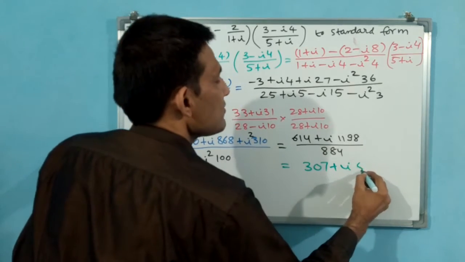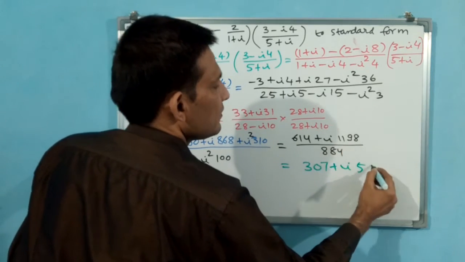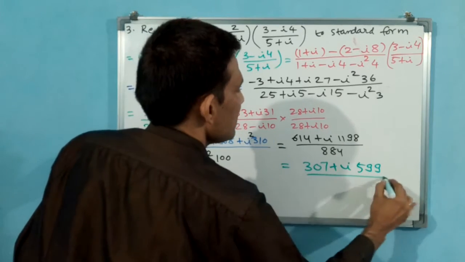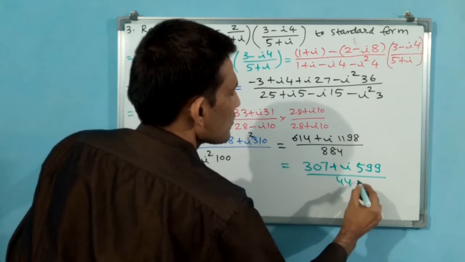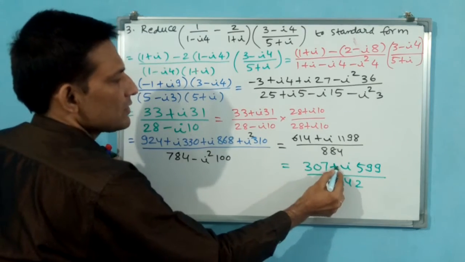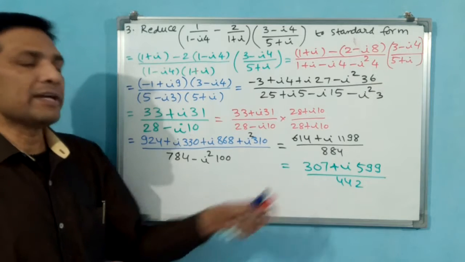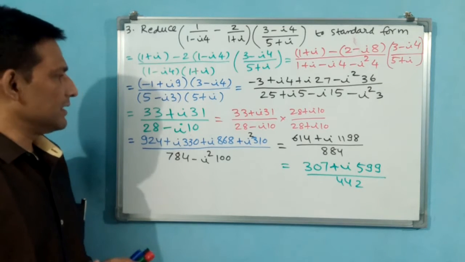Okay, 2 5s are 10, 19, 2 9s are 18. Okay, divided by 2 4s, 2 2s. This will be your answer. You see, this will be your answer. You have to get this answer, or else you have made a mistake.